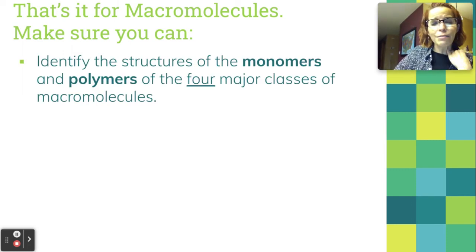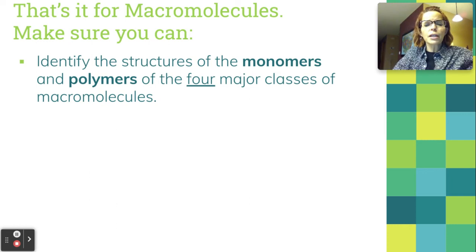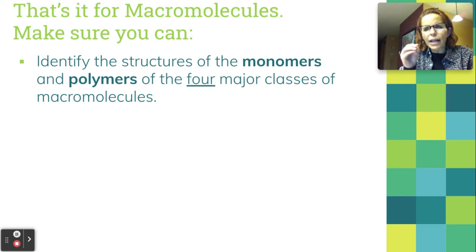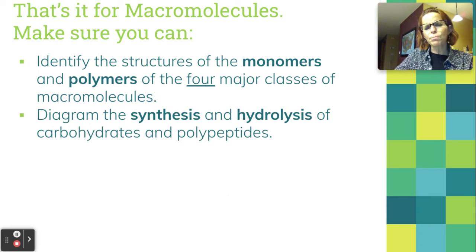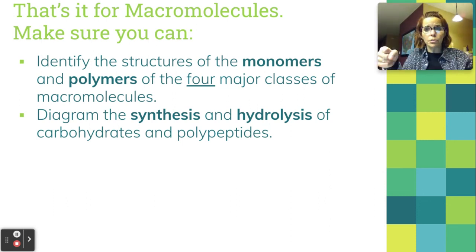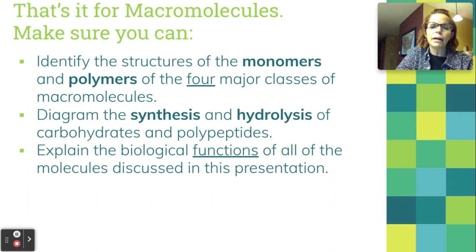Please make sure you can identify the structures of the monomers and polymers of the 4 major classes of macromolecules. However, lipids don't really have monomers or polymers. They're not building blocks, they just are. Whereas polysaccharides, their monomers are monosaccharides. You should be able to diagram the synthesis, so dehydration synthesis, and hydrolysis, that's the opposite, that's adding water to break molecules apart, of carbohydrates and polypeptides.